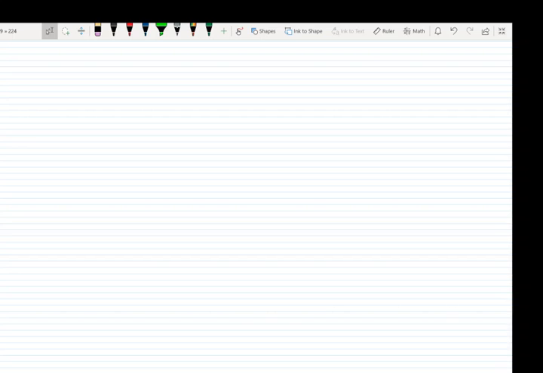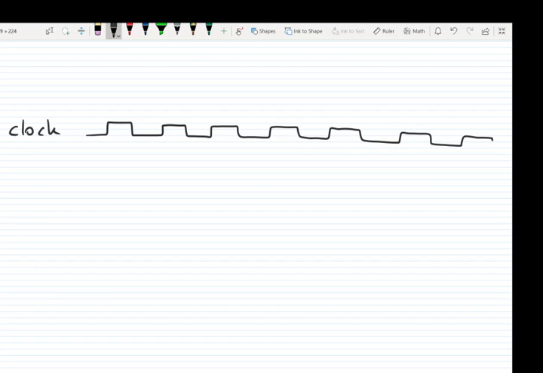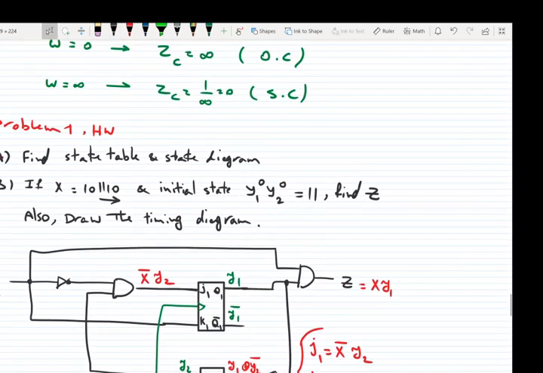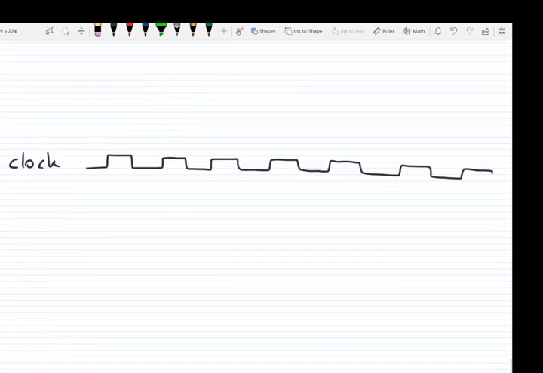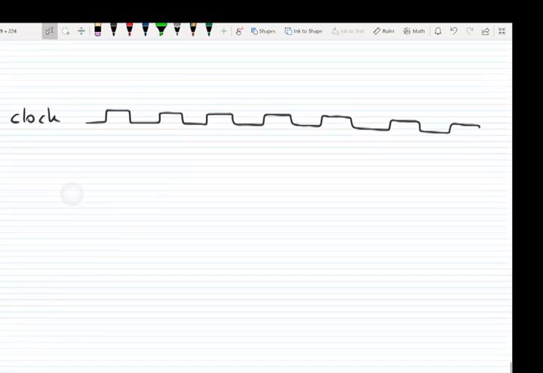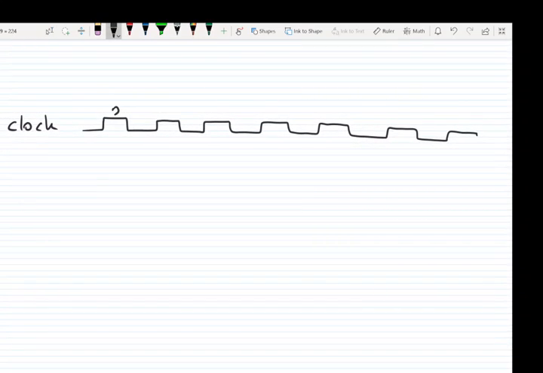The first thing we should define is the clock cycle. So here is the clock: 1, 2, 3, 4, 5, 6. Why 6? Because we have 6 inputs. The input here is 1, 2, 3, 6 bits. So clock number 0, 1, 2, 3, 4, 5, 6.